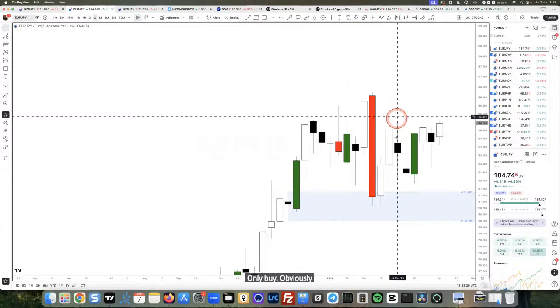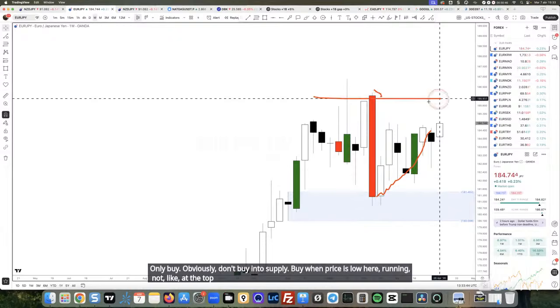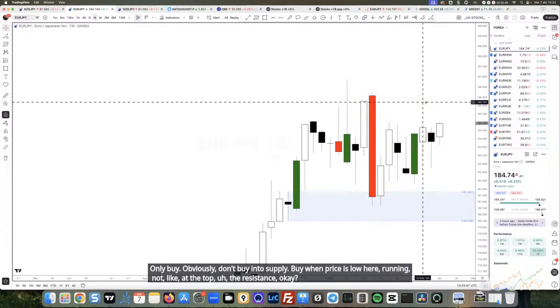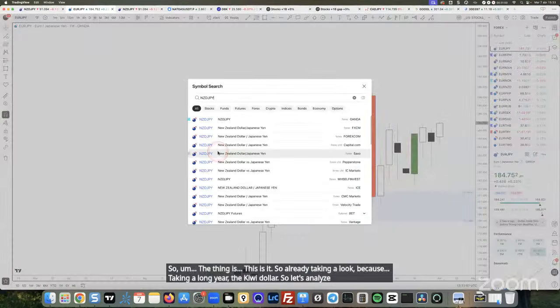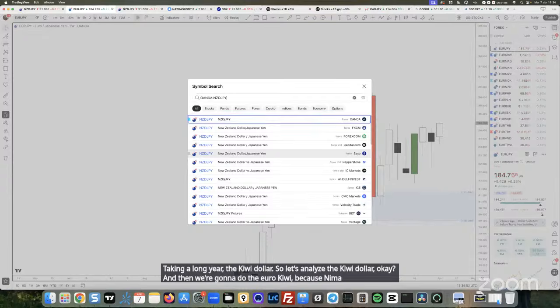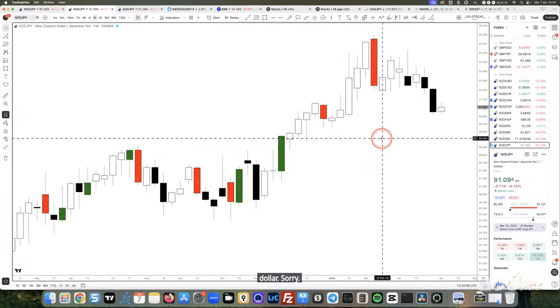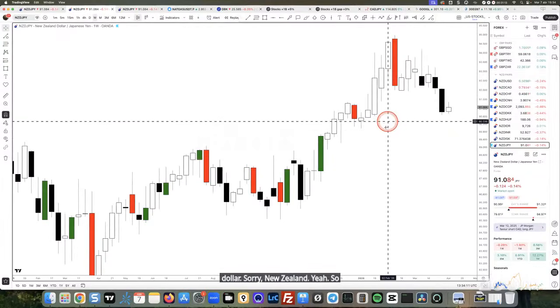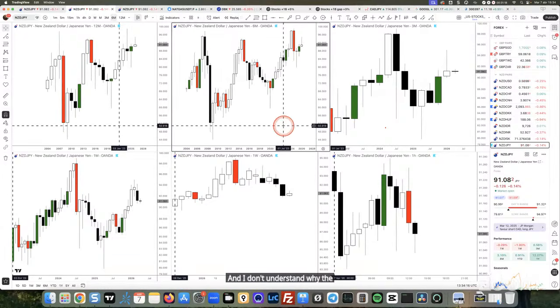Obviously, don't buy into supply. Buy when price is low, not at the top, the resistance, okay? So already taking a long, yeah, the Kiwi dollar. So let's analyze the Kiwi dollar, okay? And then we're going to do the Euro Kiwi because Nima said something about the Euro versus the New Zealand dollar. So this is what we have. And I don't understand why the levels are not being drawn.